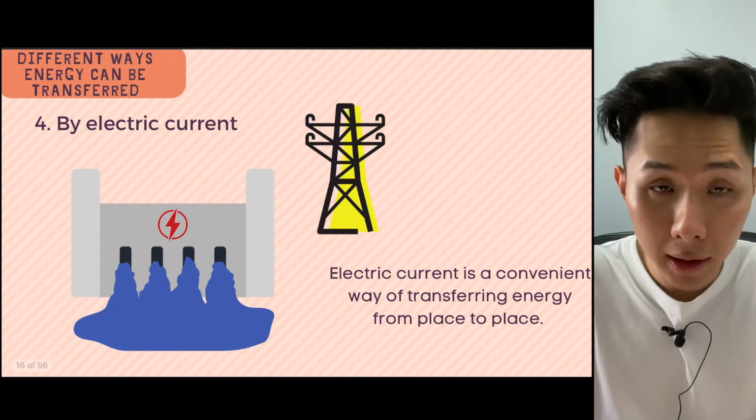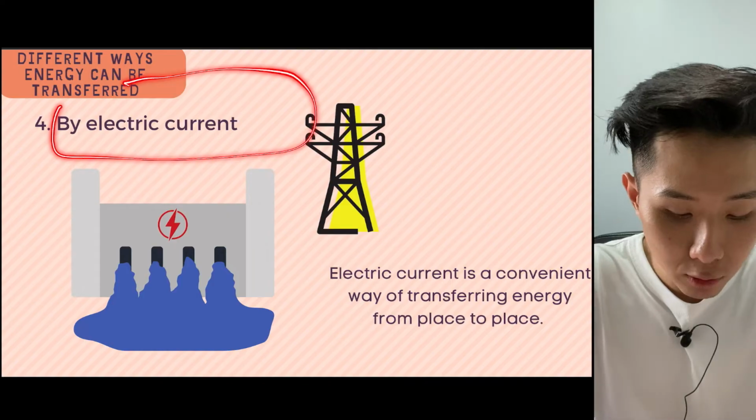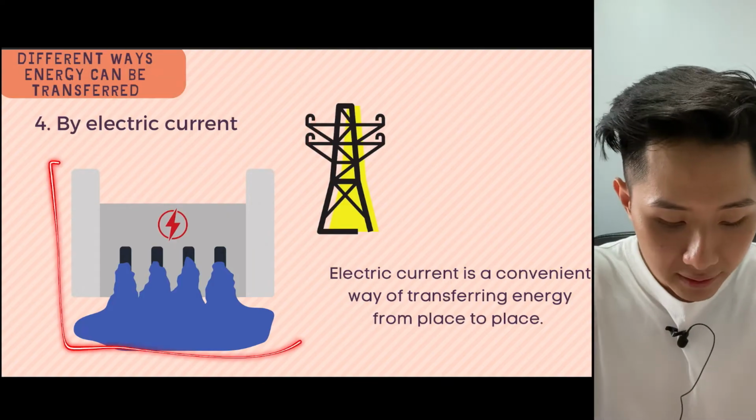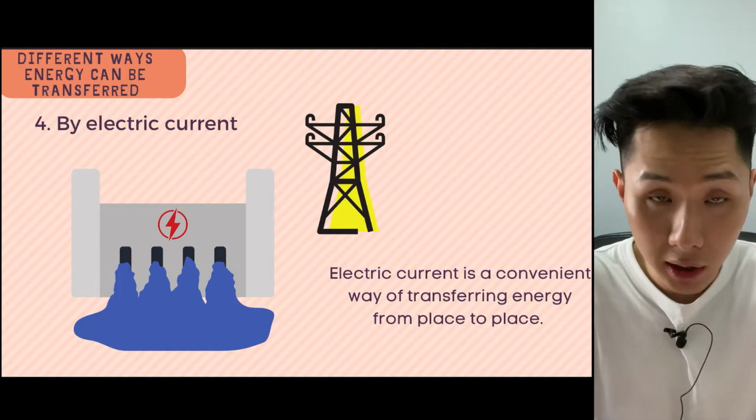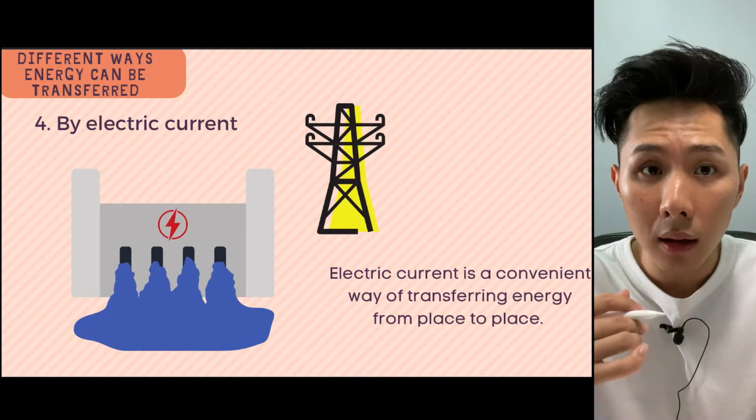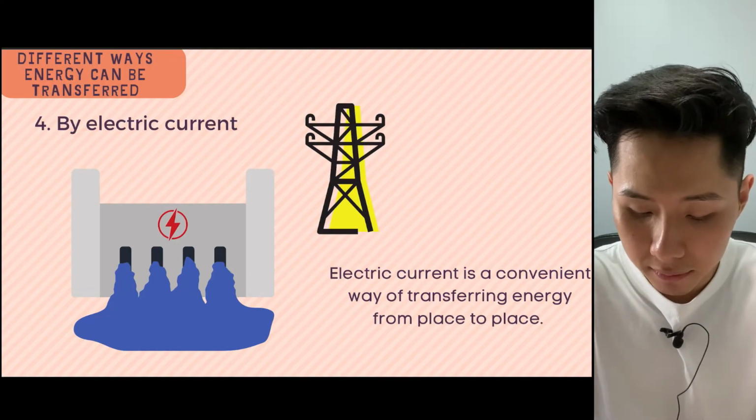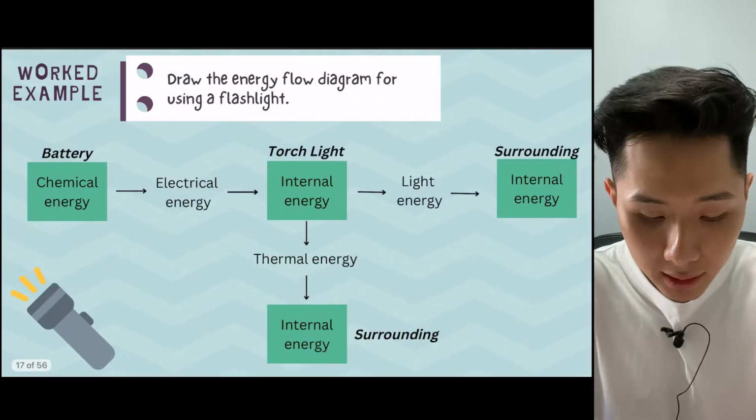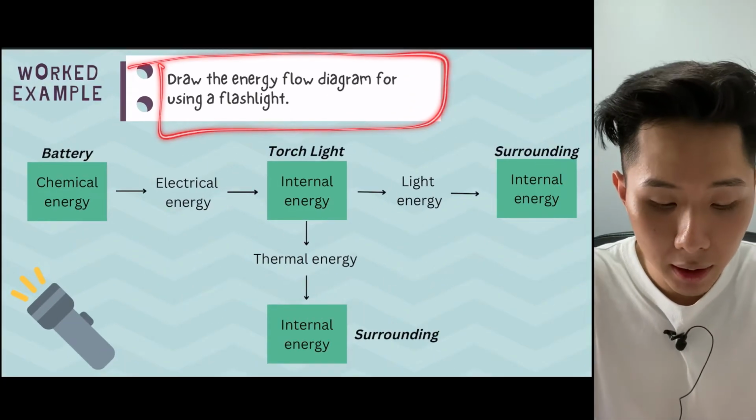Also the next one, which is one of the most effective methods to transfer energy, is by electric current. So electricity, let's say the one generated in a hydroelectric dam, can be transferred effectively using electric current via these transformers. So let's look into one quick example. You will sometimes be required to draw this.